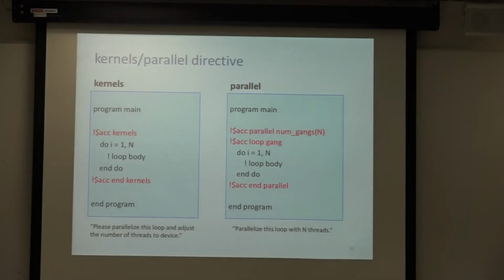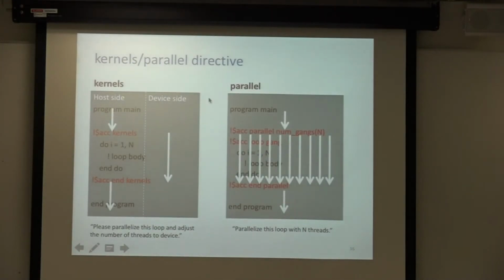So this is the image of the kernels and the parallel directive execution. The parallel directive is a manual directive, so it requires the number of threads. Kernels is like this: please parallelize this loop and adjust the number of threads to the device. And parallel is just fork-join: parallelize this loop with n threads. This is the difference between kernels and parallel.